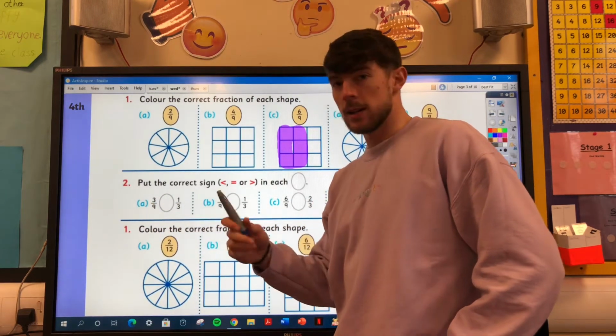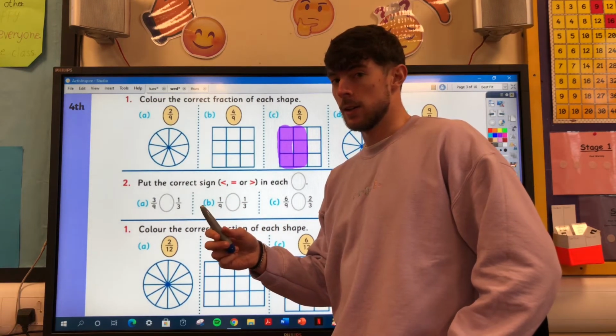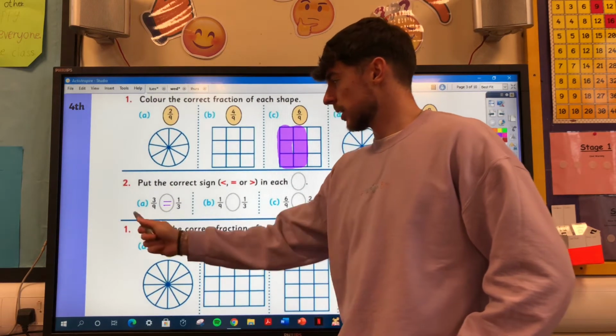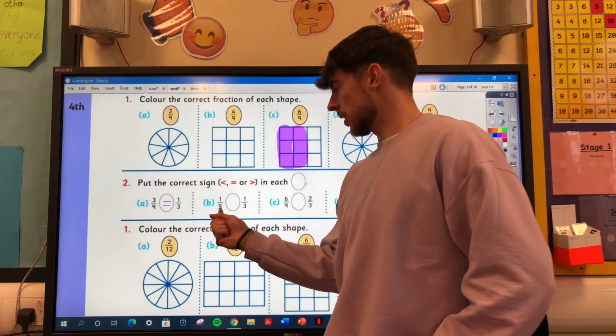Okay? So are they the same fraction, or was one bigger than the other? They're the same, aren't they? They're equivalent fractions. So they're the same fraction. Okay? What about this one?